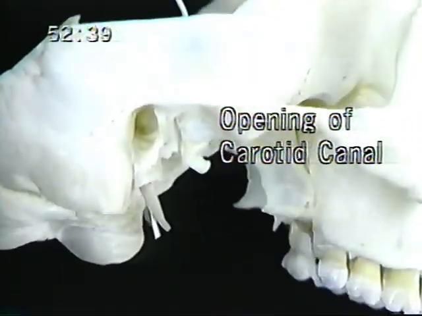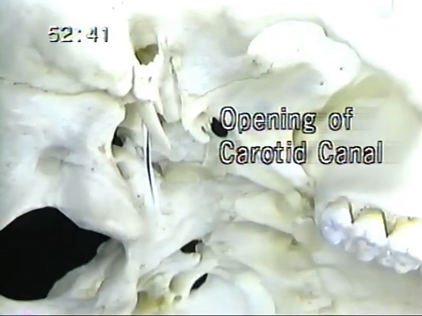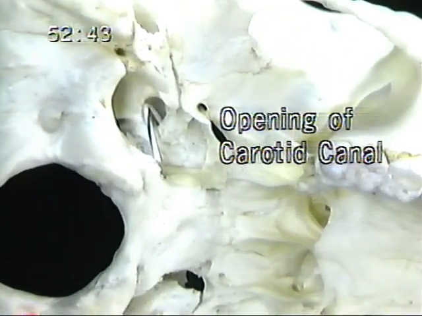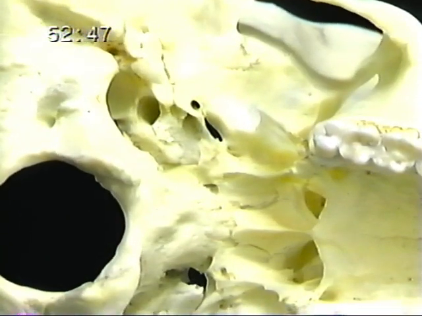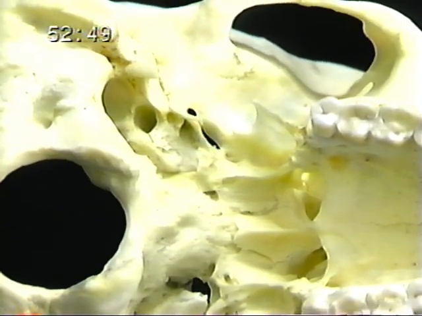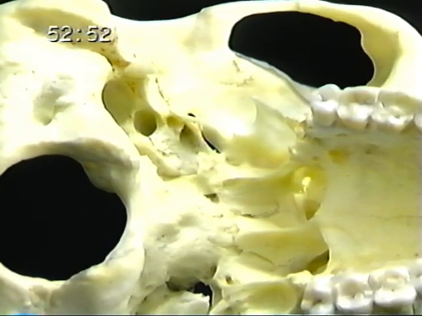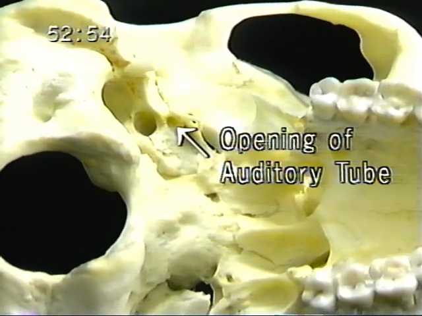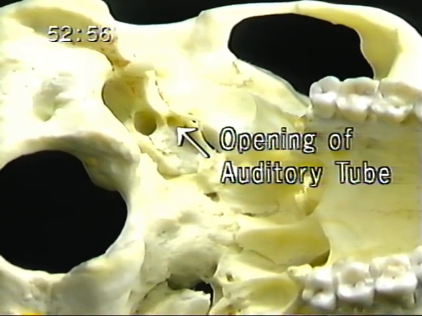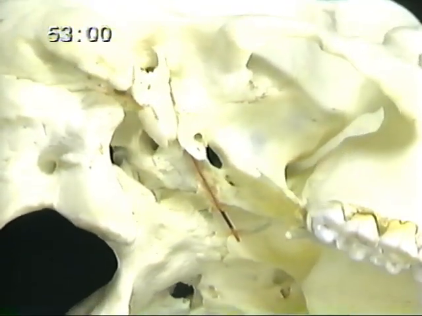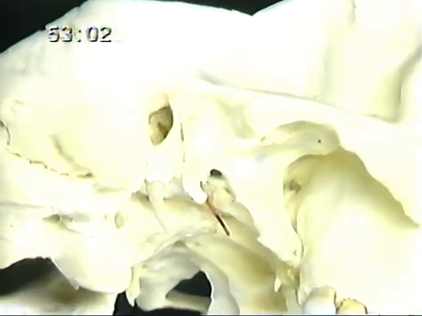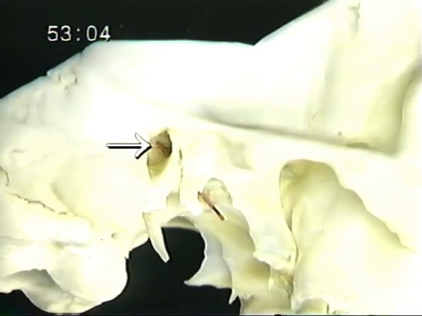The other end of the carotid canal, as we saw in the previous section, is back here, just medial to the styloid process. In front of the opening for the carotid canal, there's one further opening that we haven't seen yet, the opening for the auditory tube, also called the eustachian tube. The auditory tube passes backwards and laterally to emerge here in the middle ear.